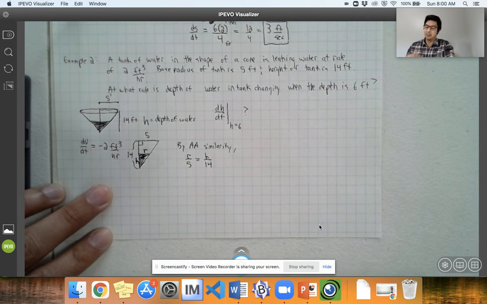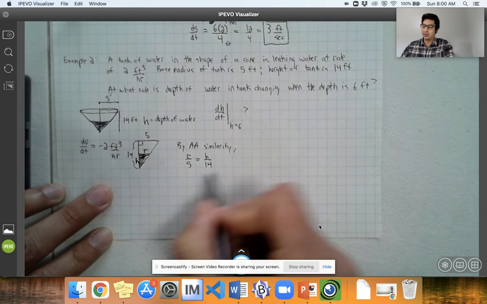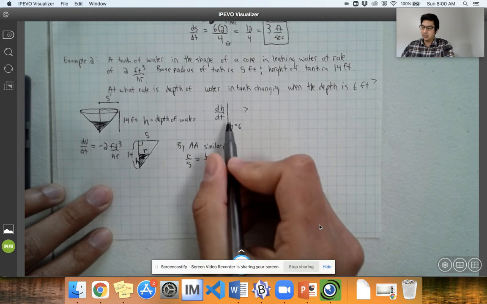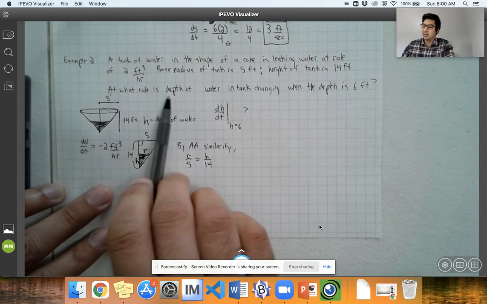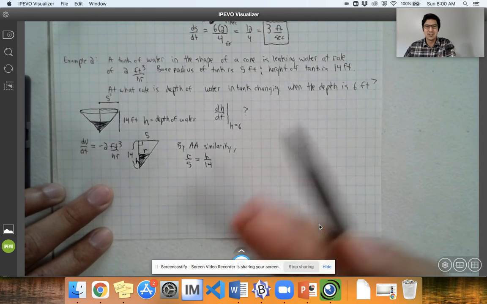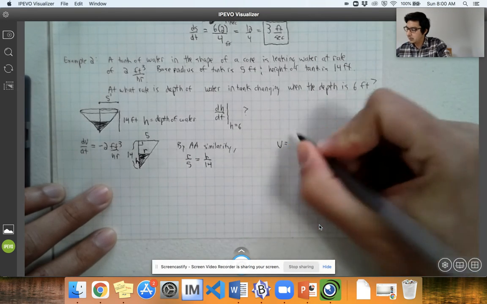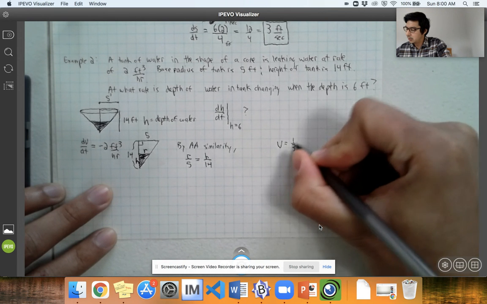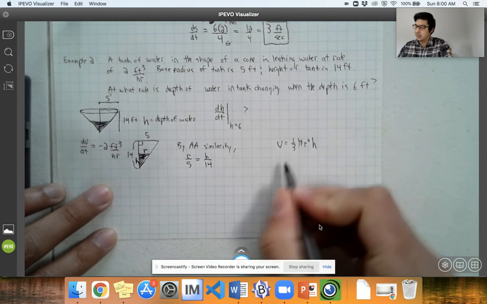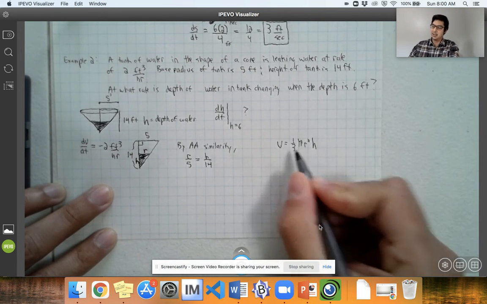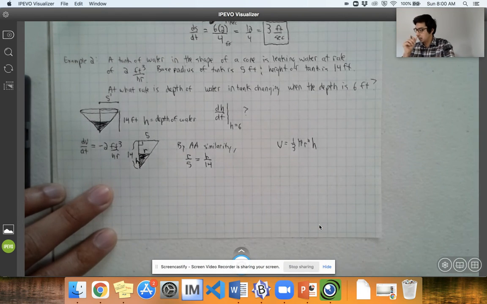Now, big picture here, why am I even doing this? We're talking about at what rate the depth of water in the tank is changing. Well, we're talking about volume, so why don't we just go straight to volume? Well, we could have, so let's do that. The volume of a cone is 1/3 pi r squared h, because it's the volume of a cylinder, and 3 cones make a cylinder, is where that comes from.